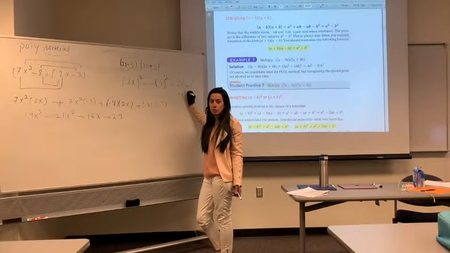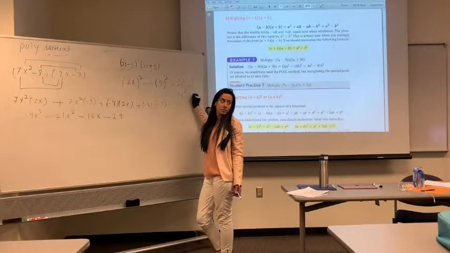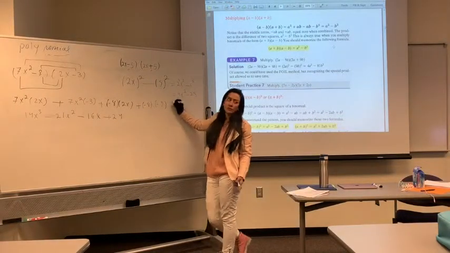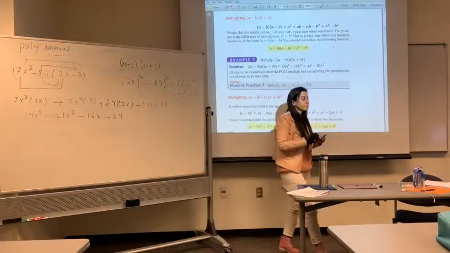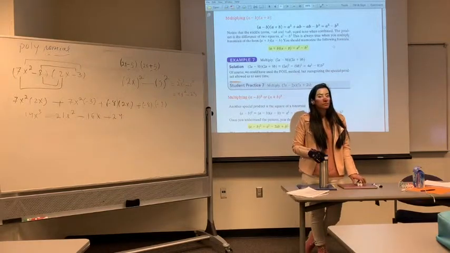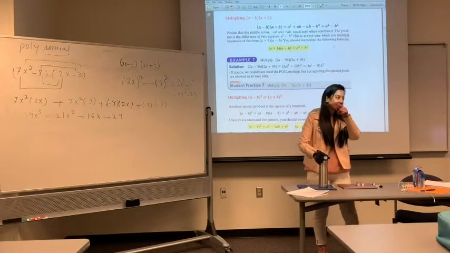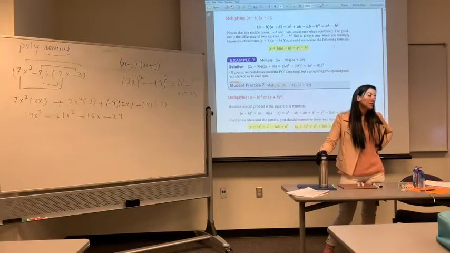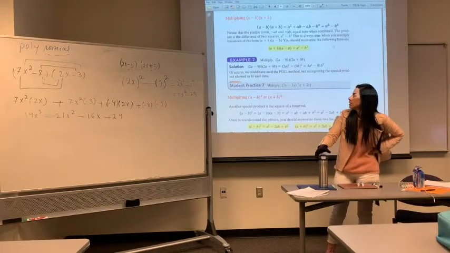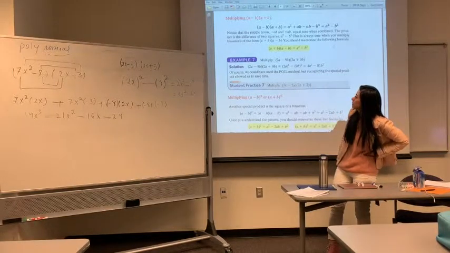4x power 2 minus 25. Correct? That would be the answer. If you use FOIL also, you will reach this part. Why? Because you are going to cancel two like terms in the middle, and then you will get the same answer.